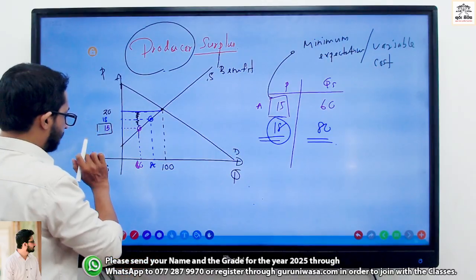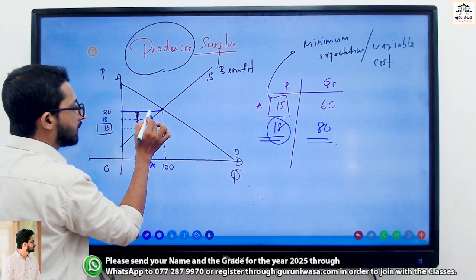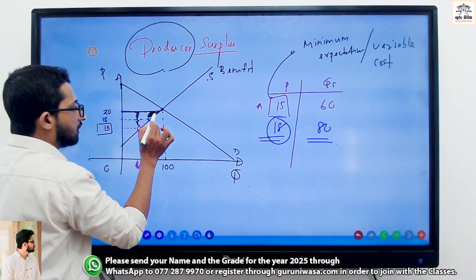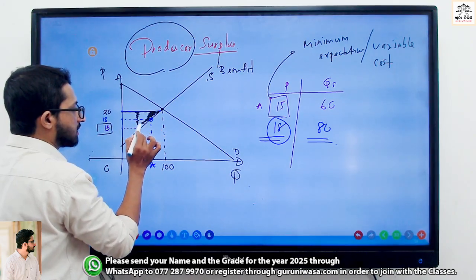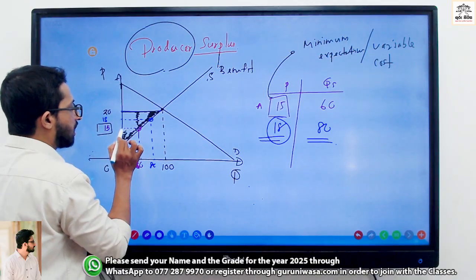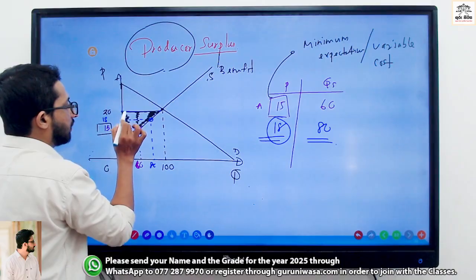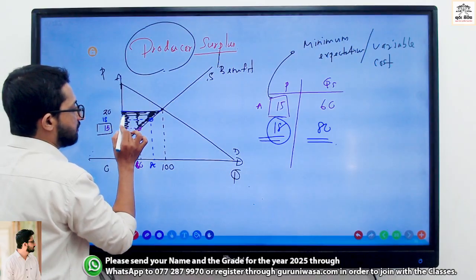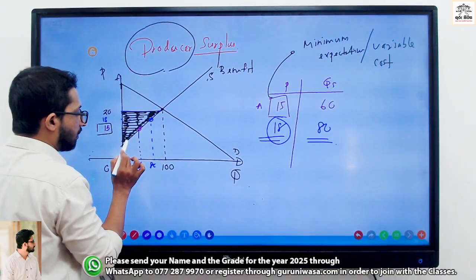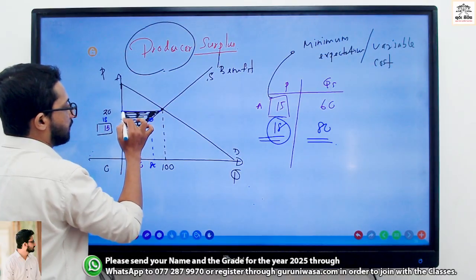This entire triangle shows the value of producer surplus. Producer surplus means the benefit the producer gets from market equilibrium, because he is willing to receive a lower price than what he actually receives, right?